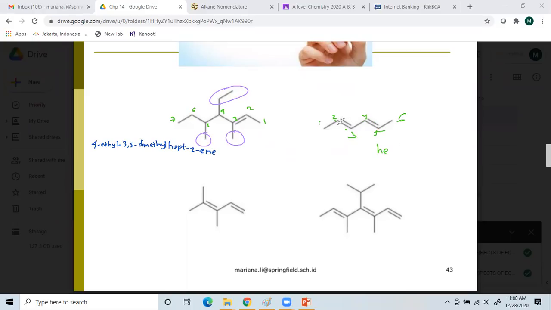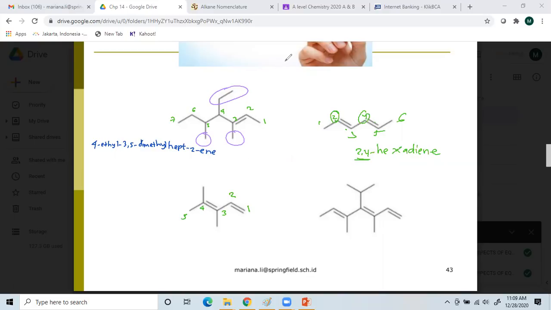The location is at carbon number 2, so 2,4-hexadiene. Diene. If there are three double bonds, the name will be triene. If 4, tetraene. Once again, you should give the location. Between carbon number 2 and 3, put the lowest one, 2, and then 4. 2,4-hexadiene. Okay, how about this name?